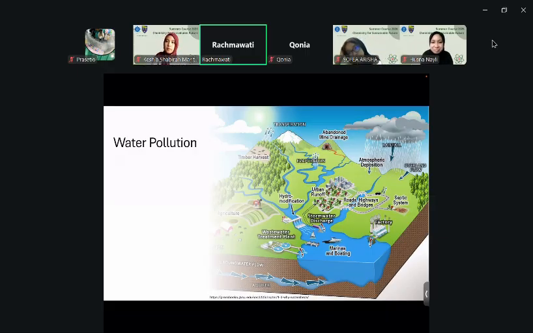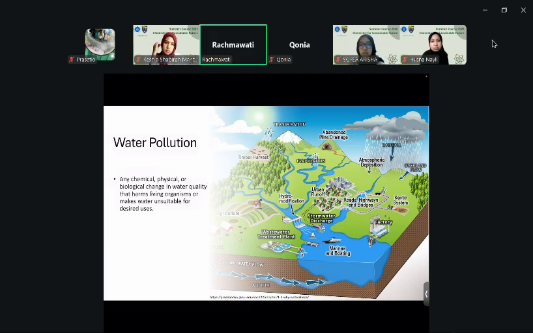But then, of course, when we want to prevent shortage or supply clean water, we also want to understand what causes the shortage of it. We have water pollution. Water pollution includes any chemical, physical, or biological change in water quality that harms living organisms or makes water unsuitable for desired uses. So not only for human beings, but for other organisms that need water.